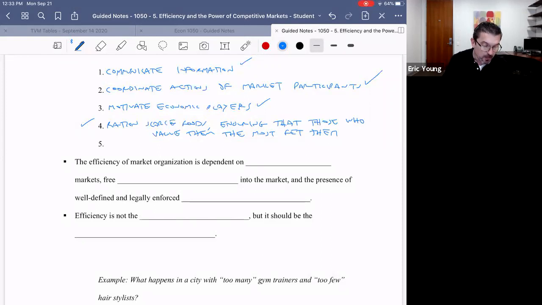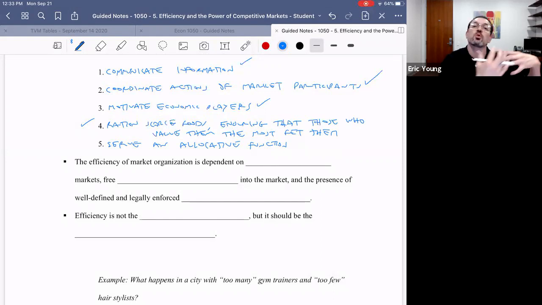And finally, market prices serve an allocative function. And by that we mean that market prices move productive resources. That's the land, labor, and capital. Market prices move productive resources away from less productive uses and toward more productive uses.